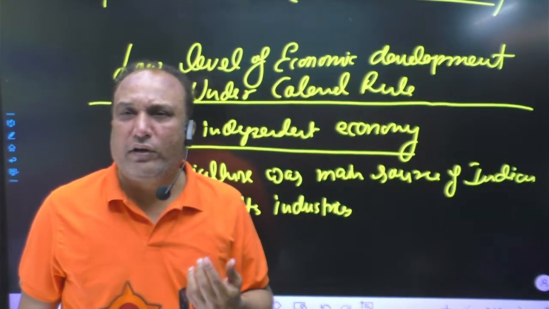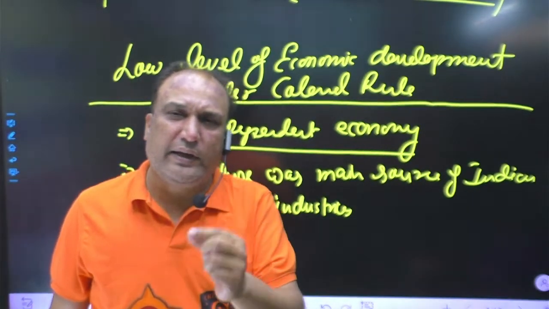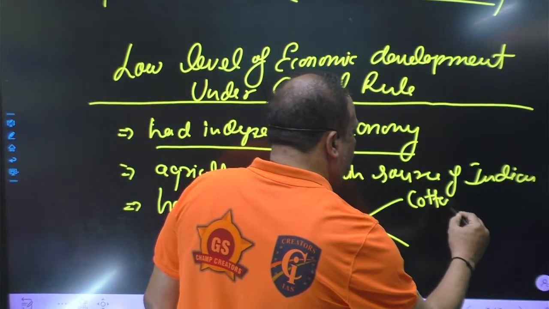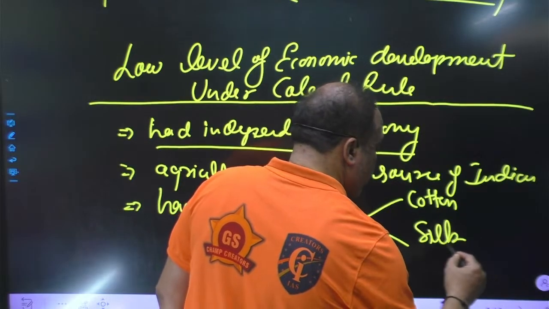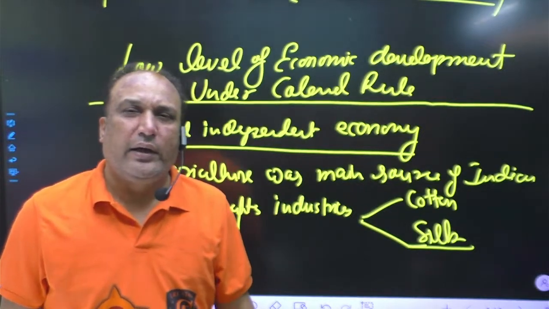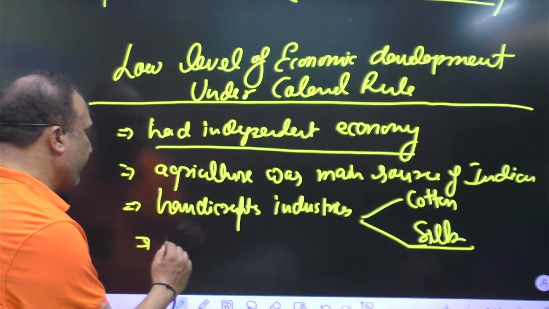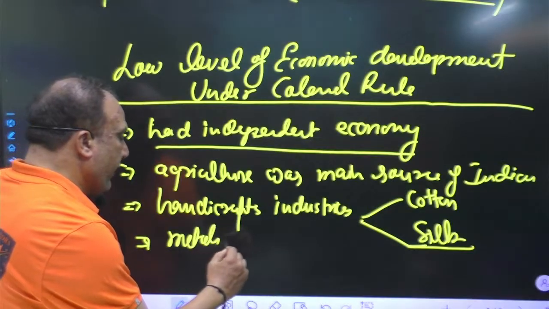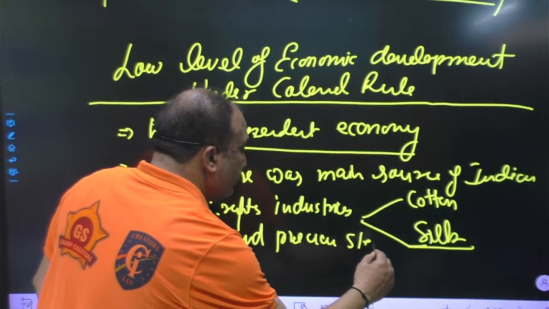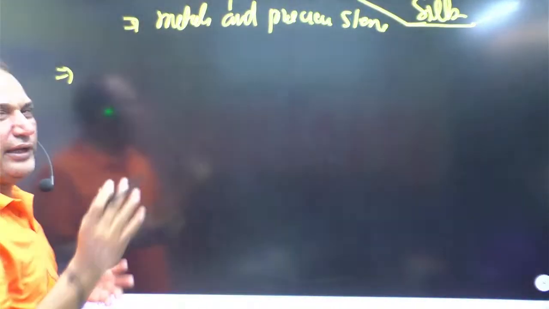And when we talk about handicraft industry, it means we'll talk about the cotton and silk textiles. That depends upon cotton and silk textile, right? Cotton and silk that work together, and metal and precious stone works. The third thing was metals and precious stone. So we got three things here.